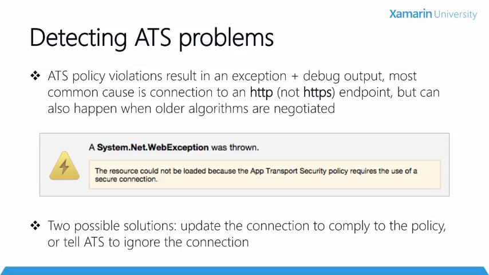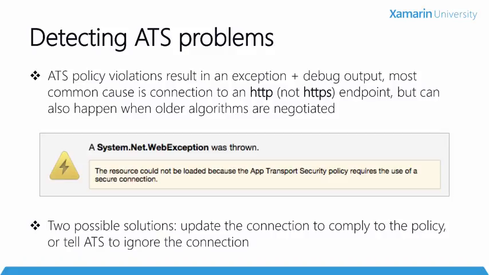Violations of this policy are going to result in an exception of some kind, and so here you can see a web exception thrown from ModernHttpClient. You'll also get a debug log message which will list the issues that ATS has with your network connection. The most common reason that you're going to have is that you're accessing insecure endpoints. But I've also seen errors due to older key exchange algorithms or older versions of HTTPS being utilized on the server side. If this does happen to your app, then you have two choices.